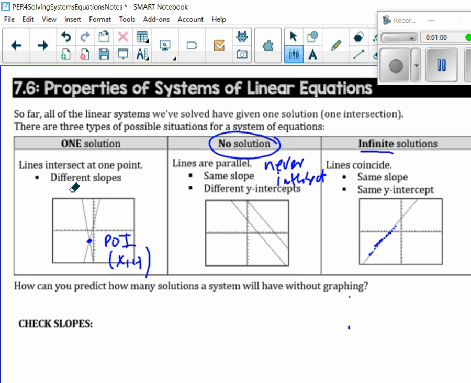So here's the problem now. You're not going to graph these to figure this out. How are we going to actually predict how many solutions a system has without graphing? Yeah, so check the slopes. So one solution, what would happen with our slopes? They're different slopes.